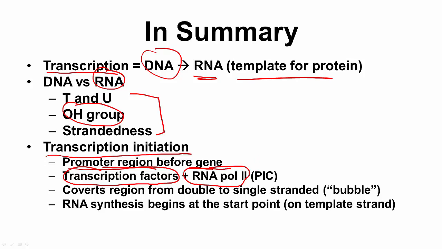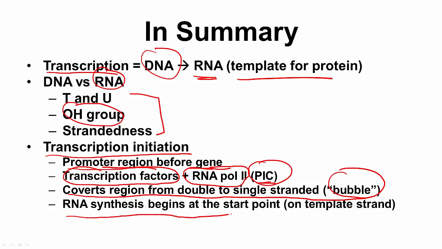And transcription factors plus the RNA polymerase 2 form a complex known as the transcription pre-initiation complex, or the PIC. The PIC then converts the promoter region from a double-stranded area to a single-stranded area, and breaks the hydrogen bonds that are keeping the base pairs together, forming this transcription bubble. And after that is when RNA synthesis can first begin at the start point.